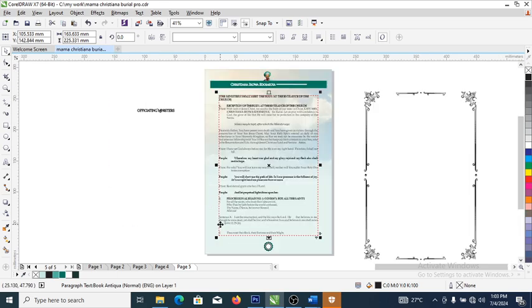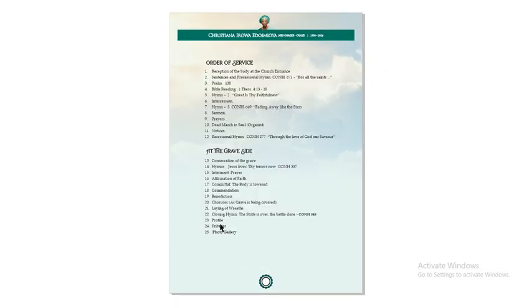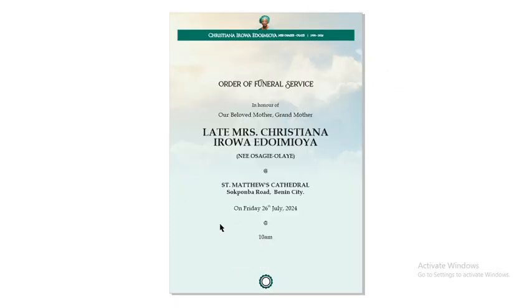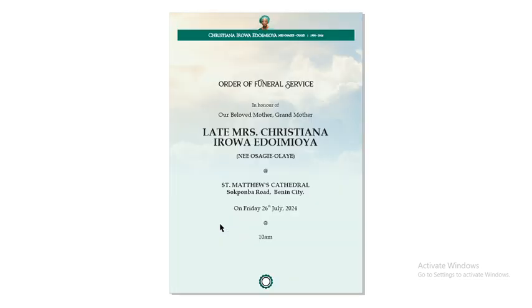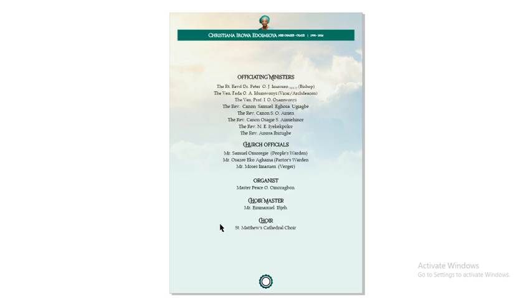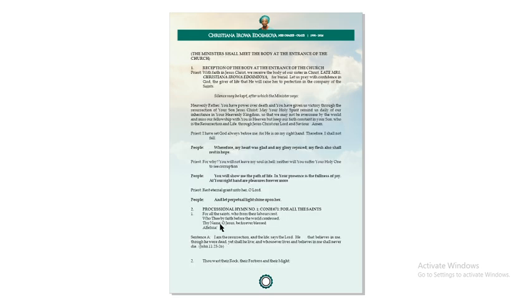So let's have a closer look at what we've done previously, so that we can see how far we've gone. So this is the cover, then this is the inner, starting right from here. Then we have the rest of the pages just like so, officiating ministers and all of that. Then we have, what's it called, other services. Then we have the rest of the text flow all through the pages.